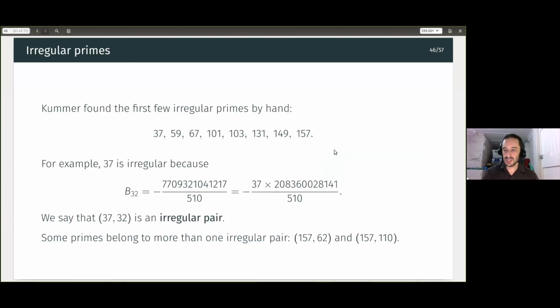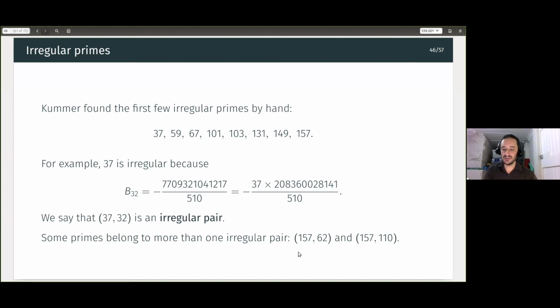He did a lot of computations by hand to test irregularity, and he knew something interesting was going on with 37. I think he also discovered that 23 is the first time you have a non-trivial class group, and then 37 is the first time that the order of the class group is actually divisible by p, making it an irregular prime. He did a lot of computations, and there's this sequence of papers where he computes further and further and gets up to 157. So he found all these irregular primes. Here's an example. 37 is irregular according to his criterion because the 32nd Bernoulli number has a numerator that happens to be divisible by 37. And so we say that 37 and 32 is an irregular pair.